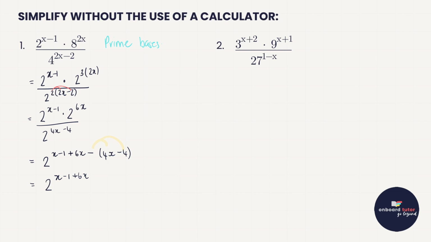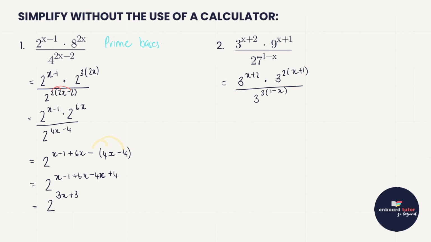We end up with minus 4x minus 4, and that gives us a final answer of 2 to the power of 3x plus 3. Now let's try another example. We've got 3, that's a prime number, to the x plus 2 times 9, which is not a prime number. We can rewrite that as 3 squared, and that will be raised to the power of x plus 1, over 27, also not a prime number. We can write that as 3 cubed, and that will be raised to the power of 1 minus x.